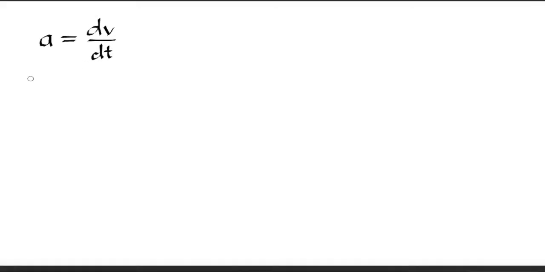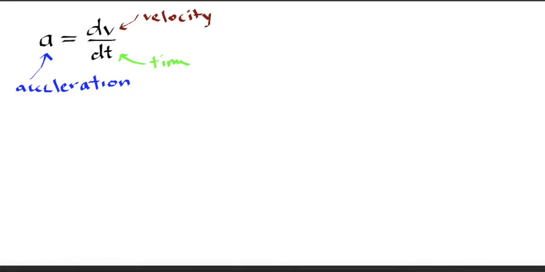To prove this, let's first start off with saying that a is equal to dv over dt. First, a is equal to acceleration, which is usually 9.8 meters per second squared, or 32 feet per second squared. Then the t is time in dt and the v is velocity. So what we're basically saying here is that acceleration is the derivative of velocity with respect to time.